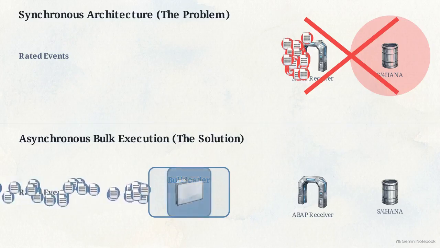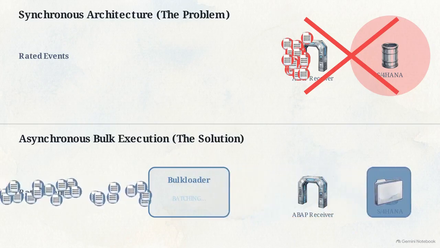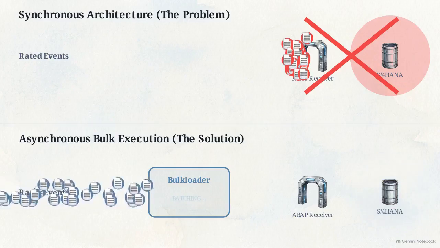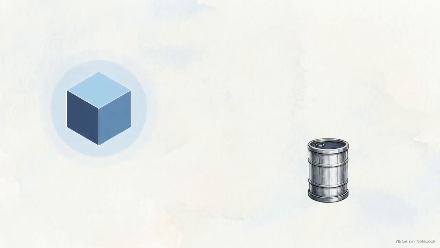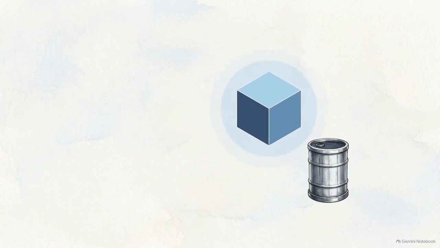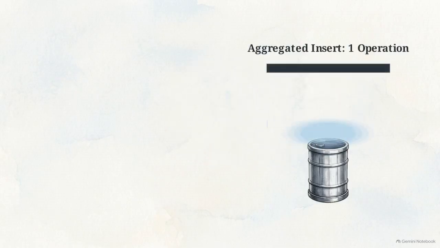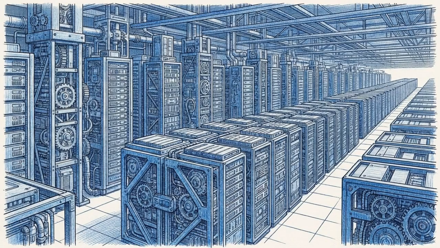Now look at the bottom visualization. This is the asynchronous bulk execution mode utilized by the Bulkloader. It aggregates tens of thousands of individual records into one massive payload. S/4HANA receives a single clean block of data, executing one highly efficient database insert rather than 1,000 taxing microtransactions. This batched approach is mathematically viable at an enterprise scale, protecting subledger integrity while leaving the rating engine entirely unobstructed.